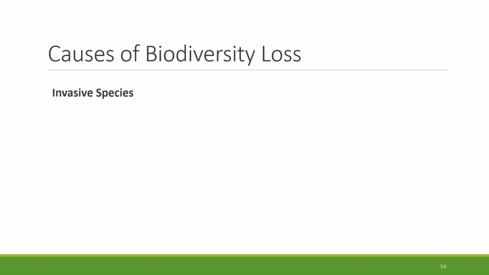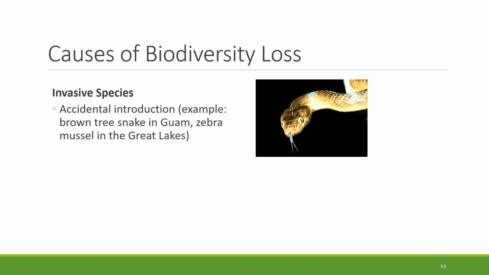Some examples of accidental introduction of invasive species include the introduction of the brown tree snake, which was accidentally transported to the island of Guam by US military aircraft after World War II. And since then, the brown tree snake has led to the extinction of 3 species of birds and at least 3 other reptiles that were endemic to Guam.